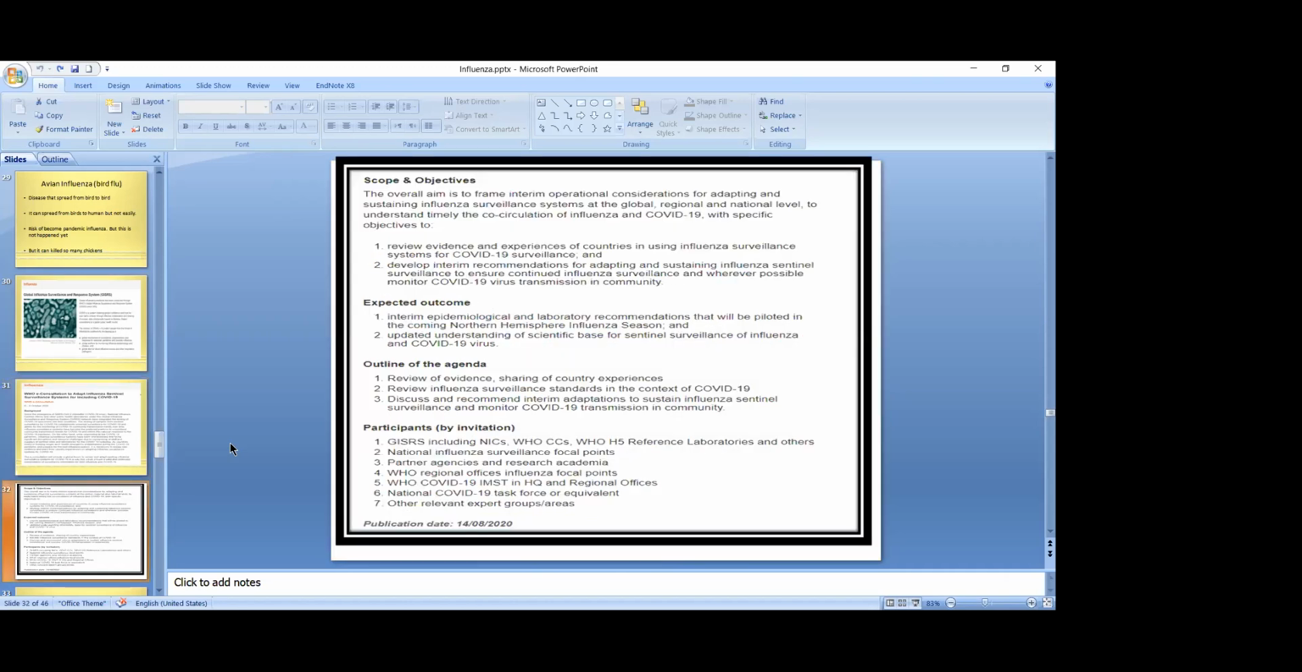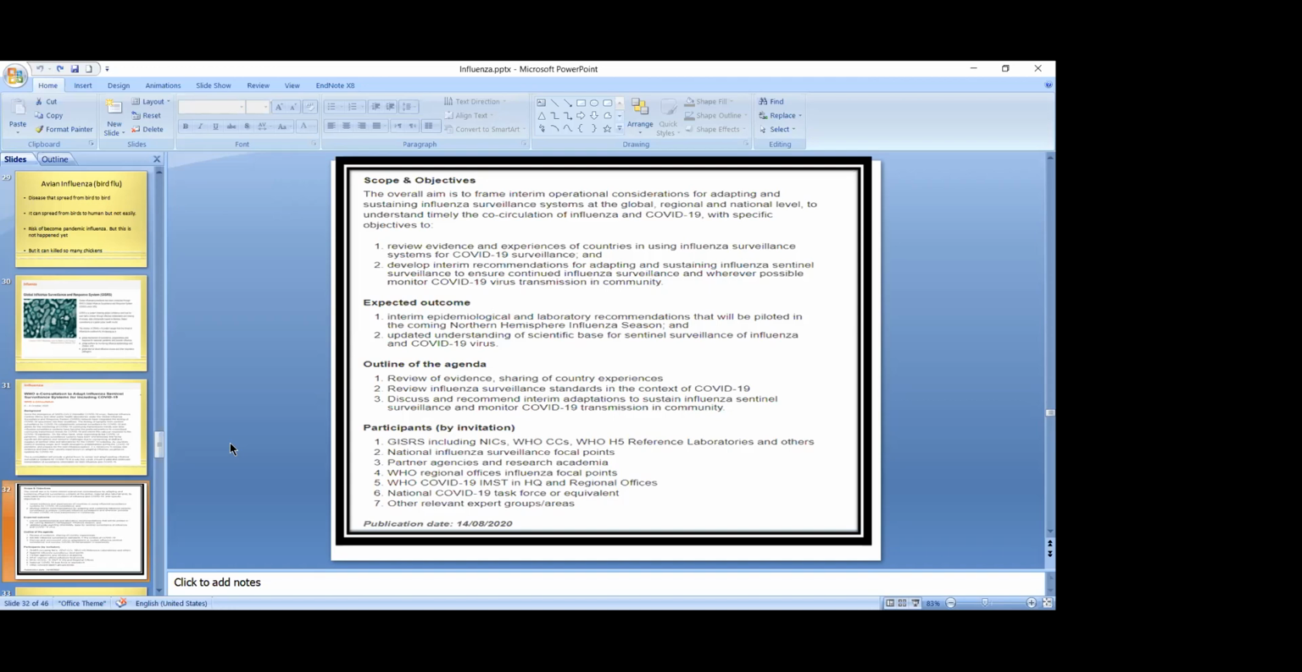What are the objectives of this system when they combine both? The overall aim is to frame, in terms of operational considerations, adapting and sustaining the influenza surveillance system at the global, regional and national level to understand in a timely manner the co-circulation of influenza and COVID-19, review evidence and experience of countries in using influenza surveillance systems, and develop interim recommendations for adapting and sustaining influenza sentinel surveillance to ensure continued influenza surveillance and, wherever possible, monitor COVID-19 virus transmission in the community.